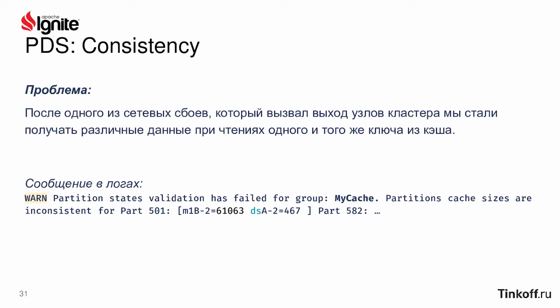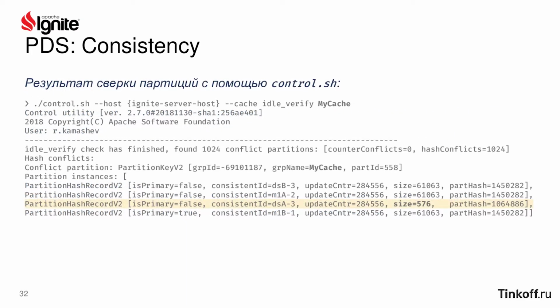When we happened to run diagnostics, we found out that partitions were inconsistent. We found a warning message in the logs. I don't know why it is a warning message; I suppose it's a dangerous situation. We used control.sh for doing the diagnostic.